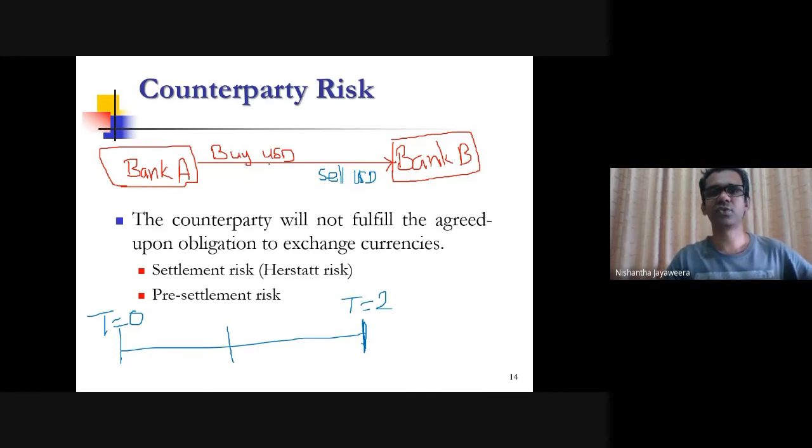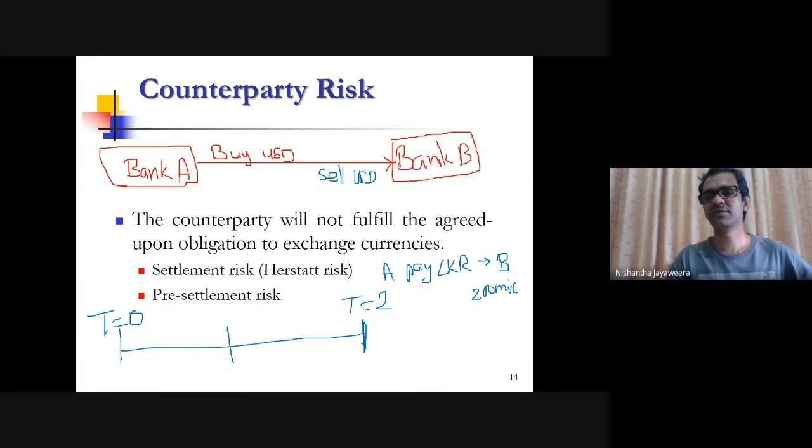Bank A has to pay rupees, LKR, to Bank B, correct? Say 200 million. Assume 1 million dollars is bought at 200. Then Bank A pays 200 million LKR to Bank B. When do you do that? On this date.